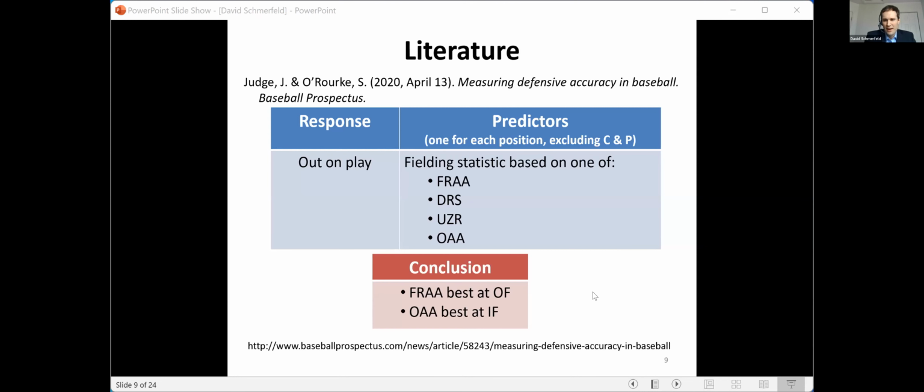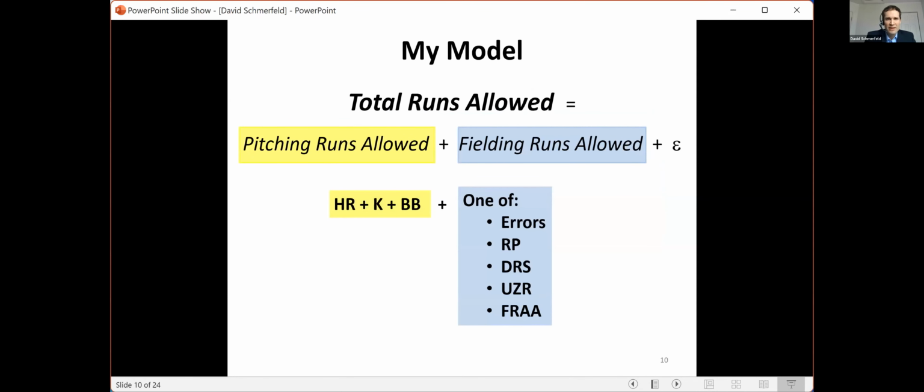So I took a little bit of a different approach. That's not because I disagreed with their analysis, but because I'm trying to answer a slightly different question. The question I'm looking at is what advanced fielding statistic does the best job of showing the true value of fielding? So I'm not using outs as the response. I'm using runs allowed over the course of a season as a response. As you see on the top of the slide here, total runs allowed is the response.